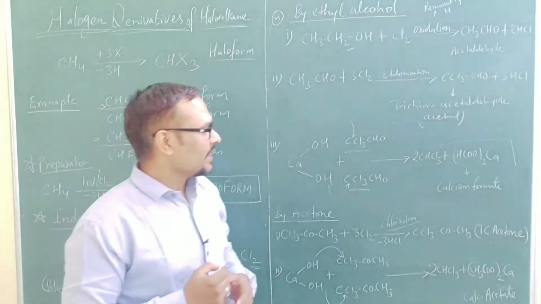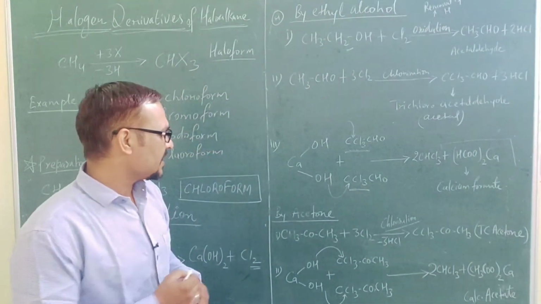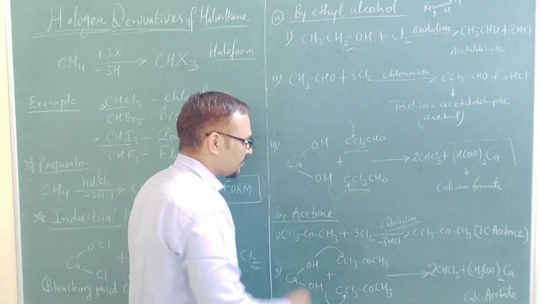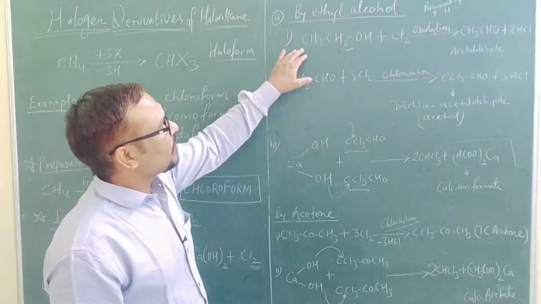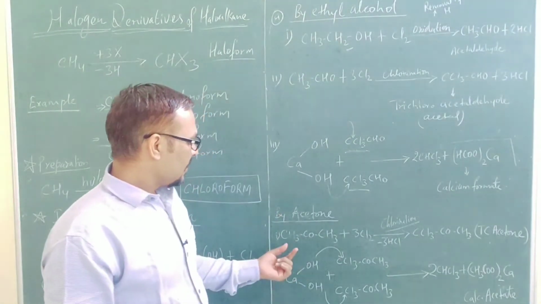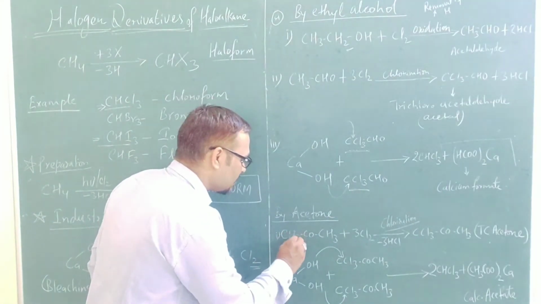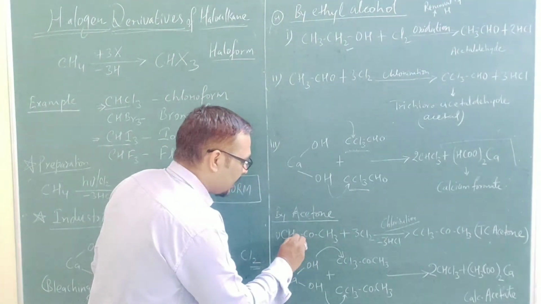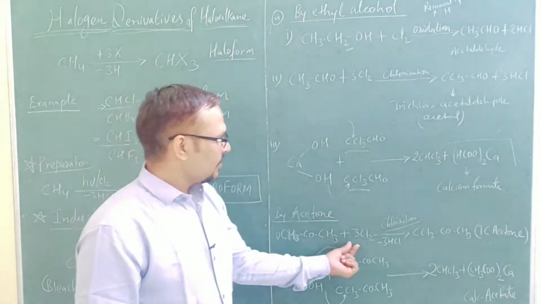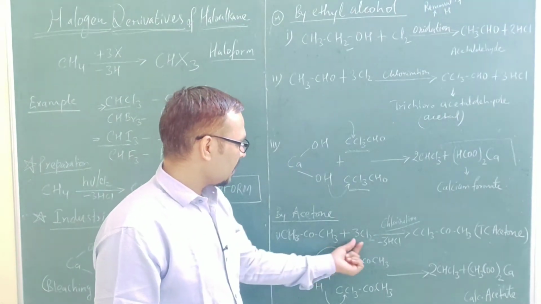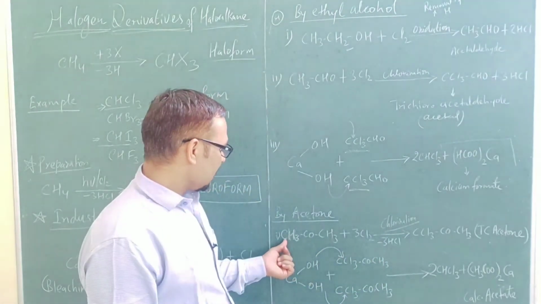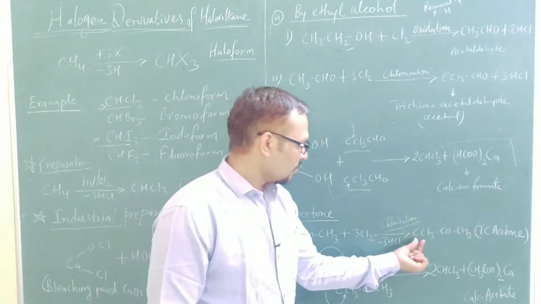But when we are preparing chloroform with the help of acetone, then we do not require the oxidation step; we directly jump into the chlorination step. From here, CH3COCH3, this is the acetone which we have taken, and from the acetone we do the chlorination. 3H is replaced by 3Cl, forming 3HCl. So what will happen? CCl3COCH3 will be formed.